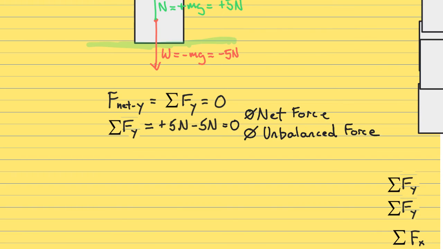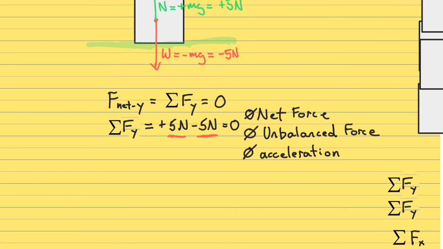And when we have no unbalanced force, that means we will have no acceleration. And that is the key idea with net force, that you do not get acceleration unless there is net force. And net force is the summation of the vector forces acting on the object.